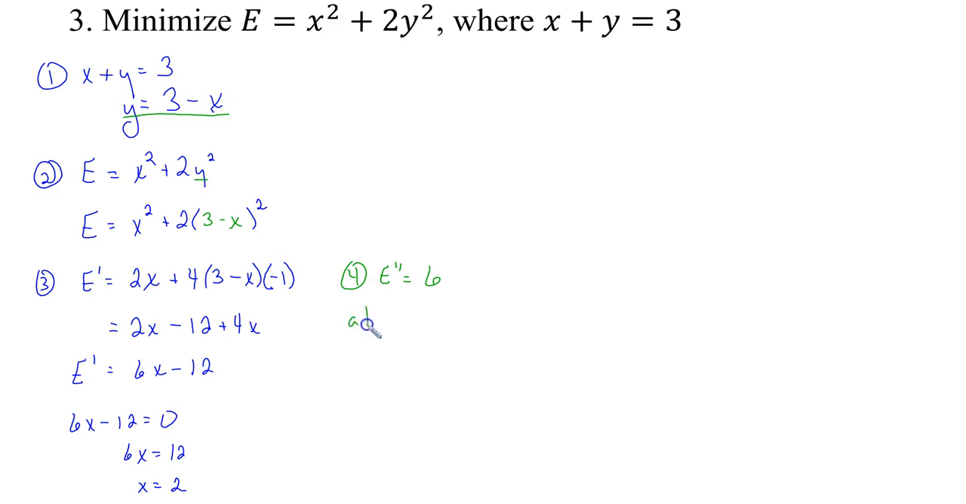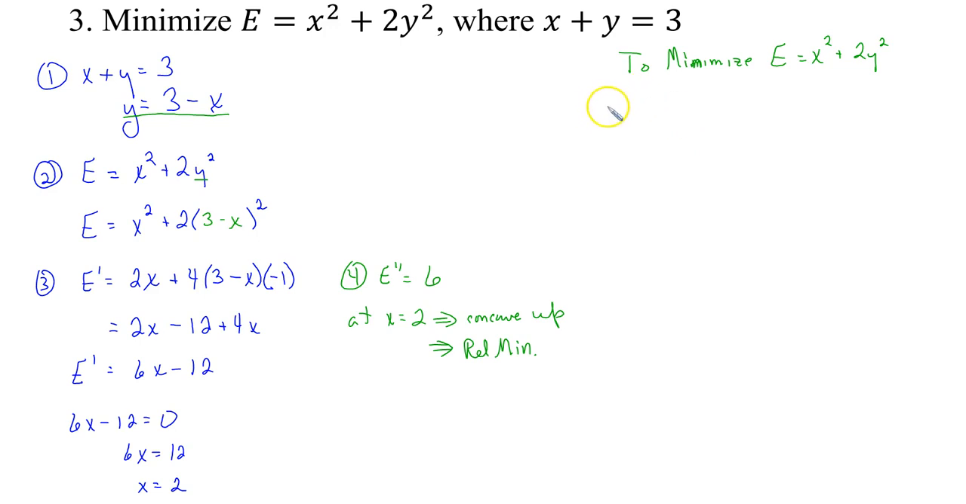So that means that at x is equal to 2, the function is concave. If the second derivative is positive, that means it's concave up. And if it's concave up at our critical value, then at x is equal to 2, we have a relative minimum. And that's what we're wanting to get. So to minimize this objective function, minimize my objective function e, which is equal to x squared plus 2y squared.